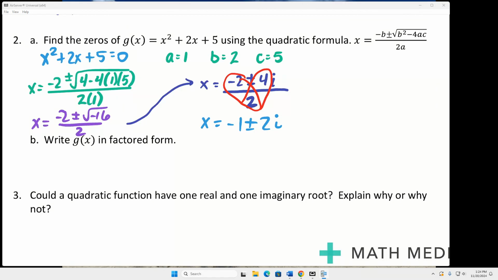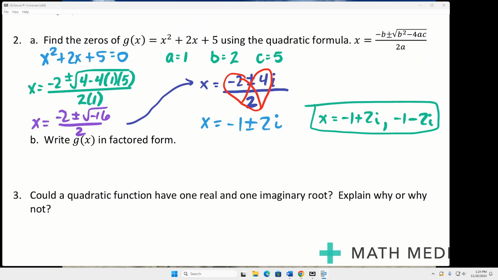All right, so this technically is 2 roots, or zeros. I didn't say it, but I should have said negative 1 plus 2i and negative 1 minus 2i. So that's very similar to quadratic formula stuff you did last year, except last year you never got imaginary solutions, you only got real solutions.